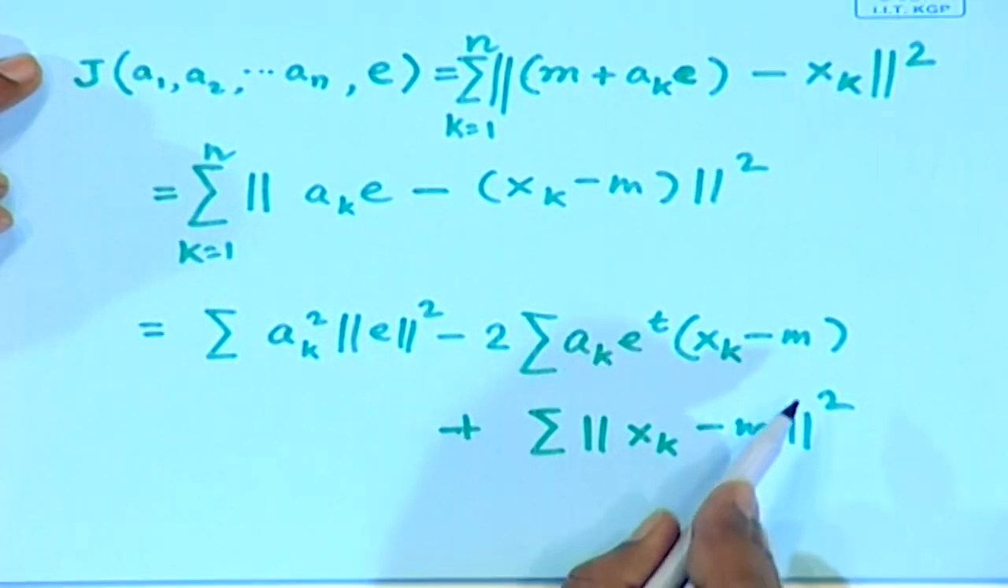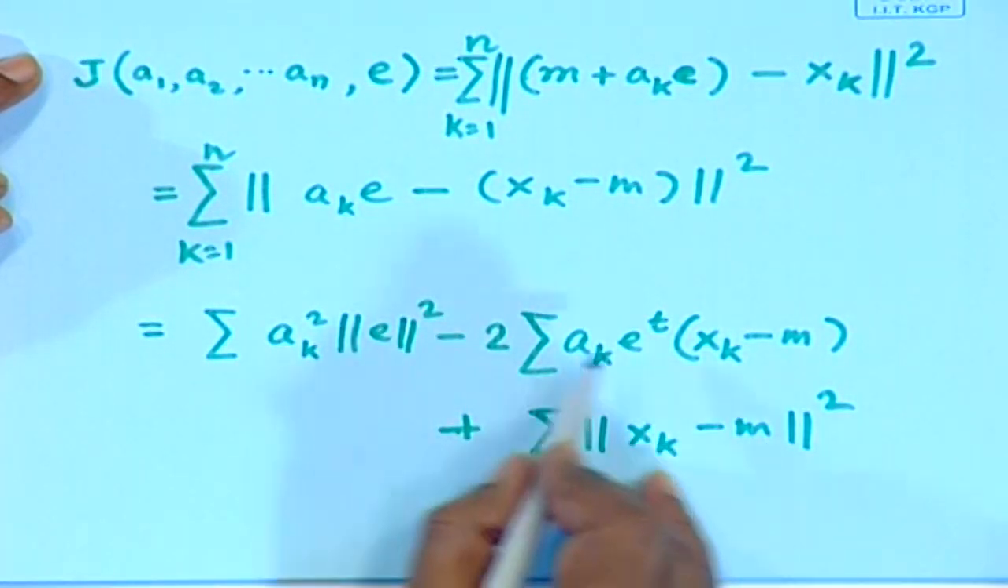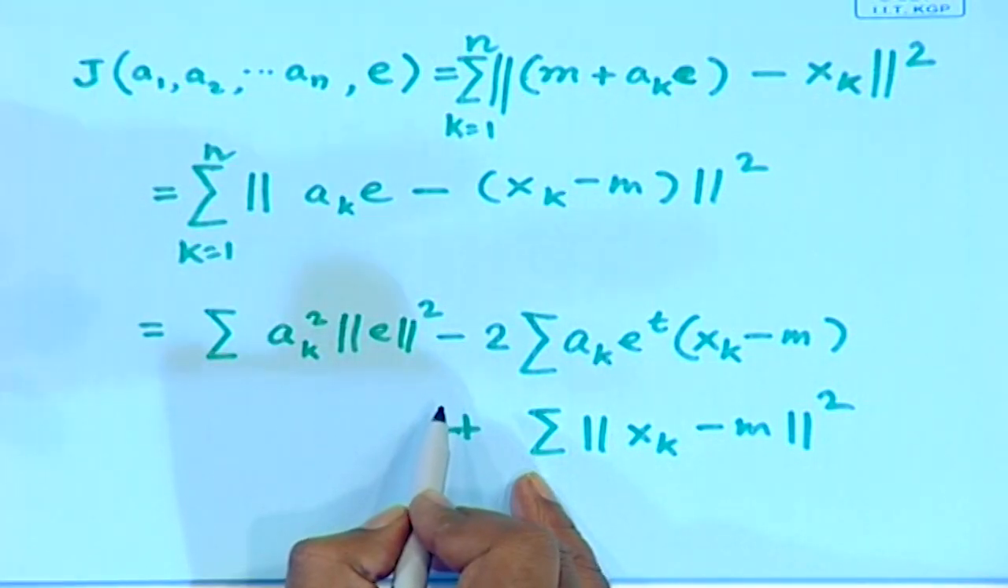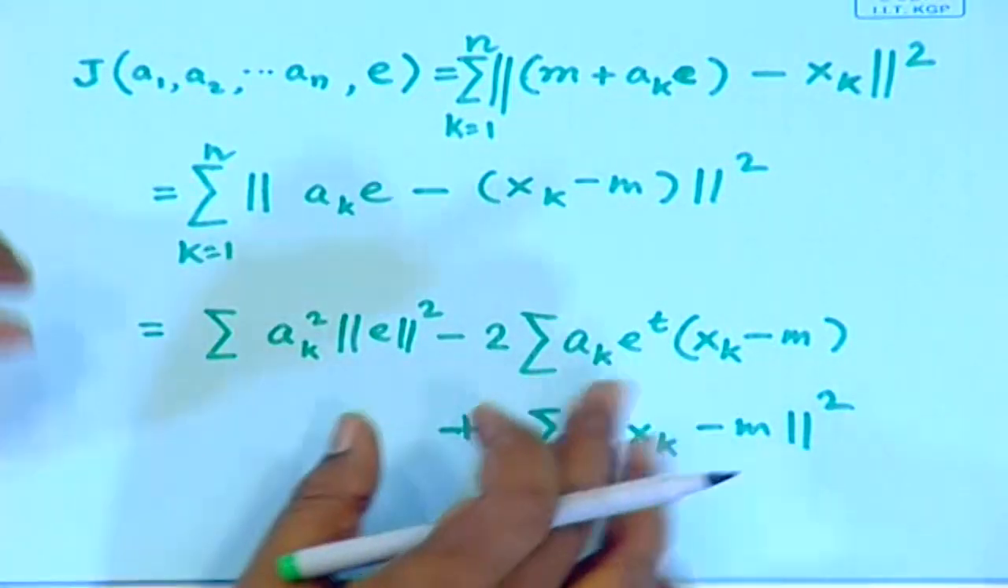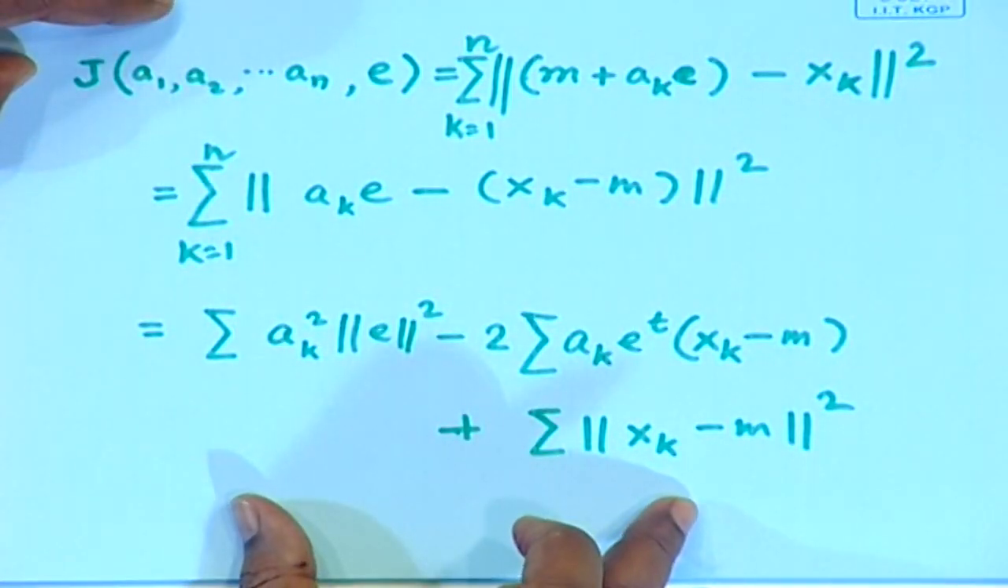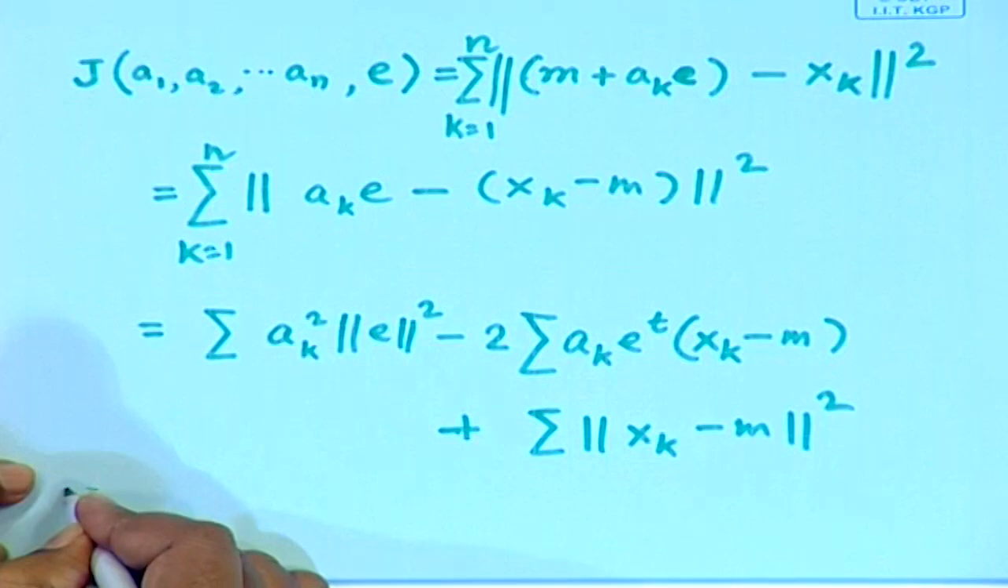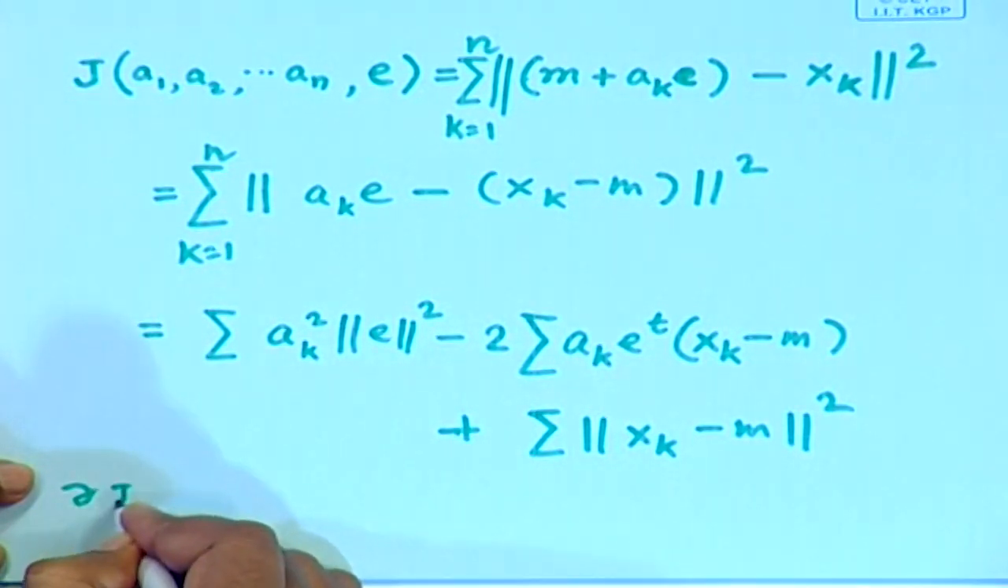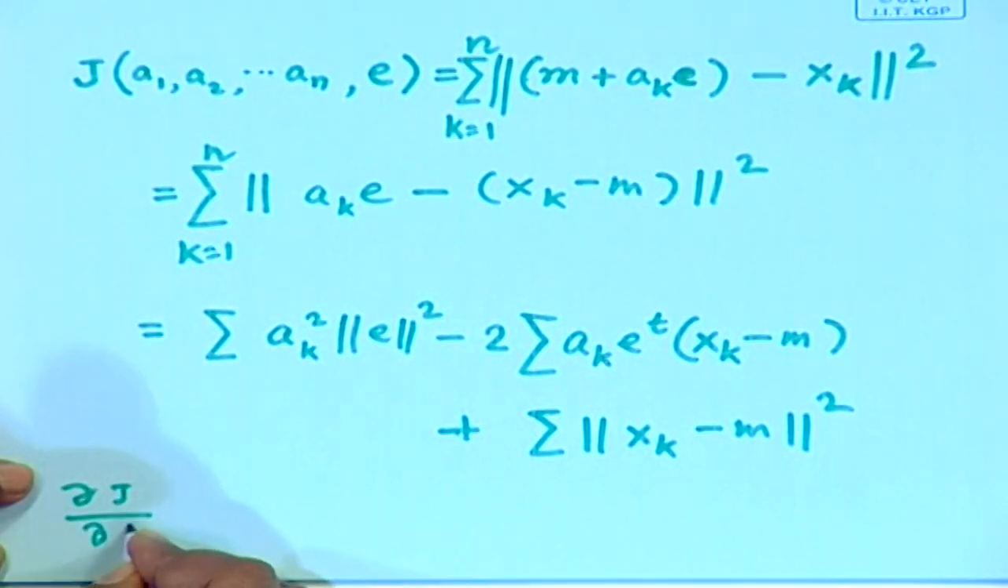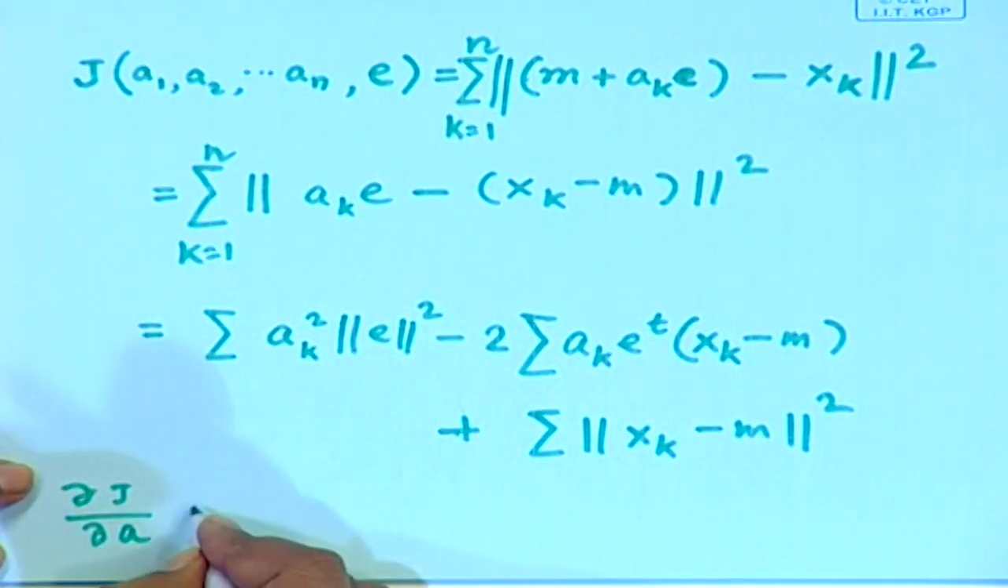What I want to do is minimize this sum of squared error by varying the values of a. So for that I have to take the differentiation of this with respect to a, equate that to 0, and solve for the values of a. Effectively, I want to take the gradient of J with respect to a and equate that to 0.